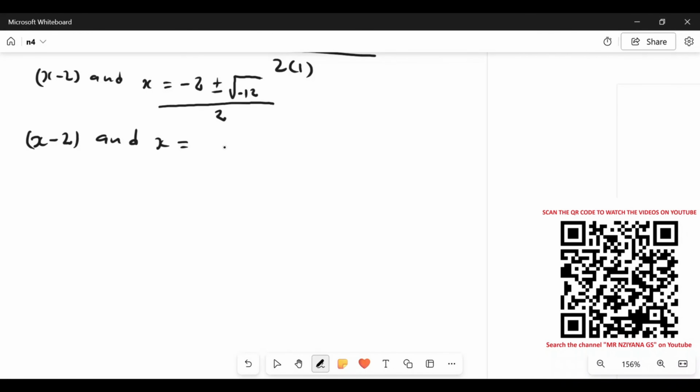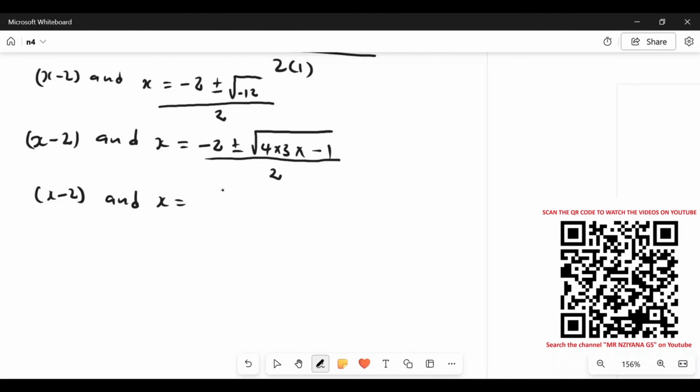Now, remember, we are dealing with complex numbers, guys. So when we deal with complex numbers, here's what we need to do. It's going to be minus 2 plus or minus, and then here's what you're supposed to do. We can say 4 multiplied by 3, that is 12, multiplied by negative 1. And all this is divided by 2. Right, let's continue. Let's drop this x minus 2, and then let's continue there. So we're still going to have this negative 2 there, plus or minus. Now let's simplify inside the root there.